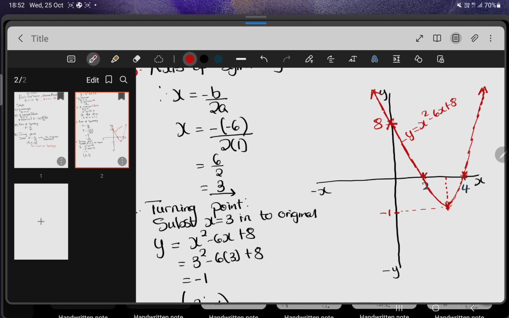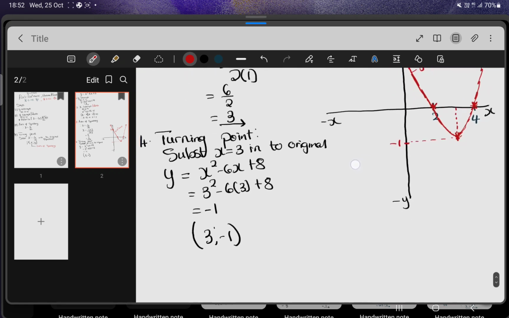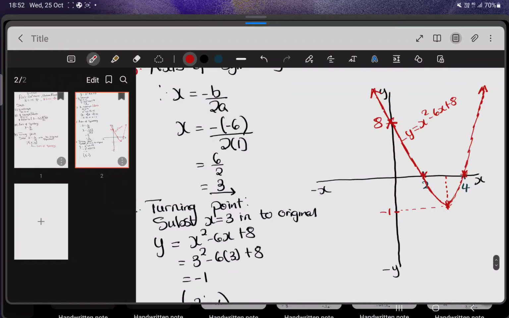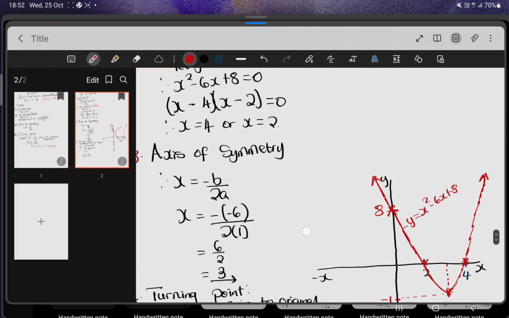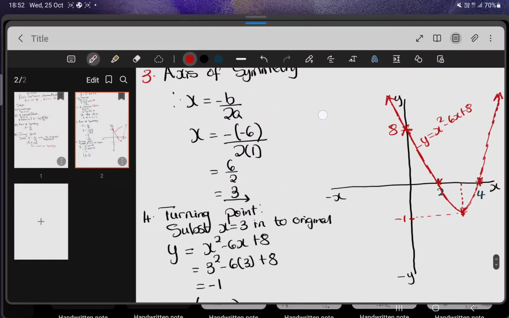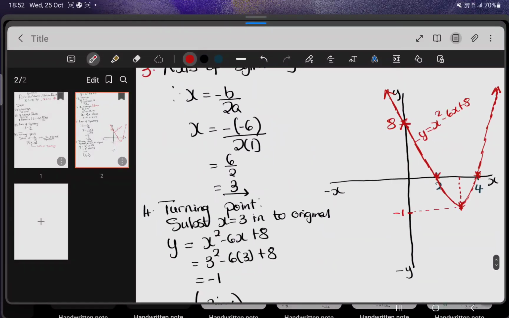Sometimes they can even ask you to draw 2 graphs on the same set of axes. But however, this is how you can draw the graph of a parabola. If you can follow these steps, that is the only thing that you need to do. Step number 1, step number 2, step number 3, step number 4. Then you will get this thing right. So now if you have any question, then you can let me know. Then we can take it from there.